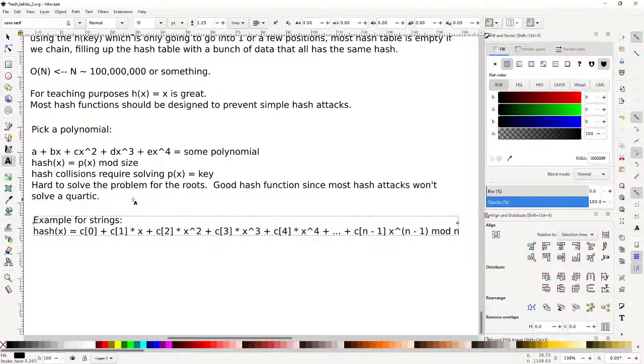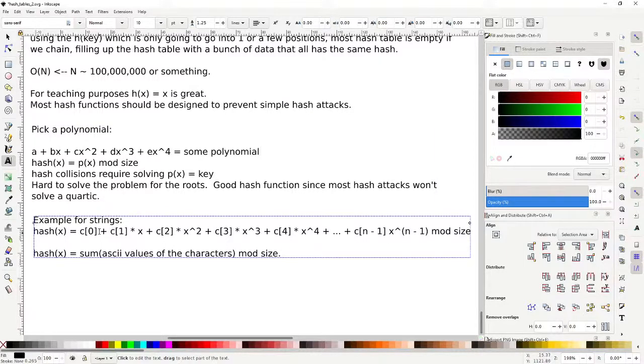You can also do the simpler hash function for strings, which is just to add up their ASCII values. So you sum up the ASCII values of the characters, and then you mod it by the size, right? This is a more general one where you attach a little x to each one. And this kind of mimics the polynomial functionality of this kind of thing.